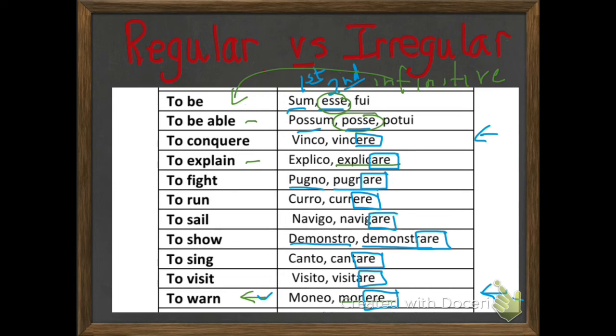We see ere on run. We see ere on conquer. And on all of the other verbs on the list, explico, to explain, to fight, to sail, to show, to sing, and to visit, we see are on the infinitive.